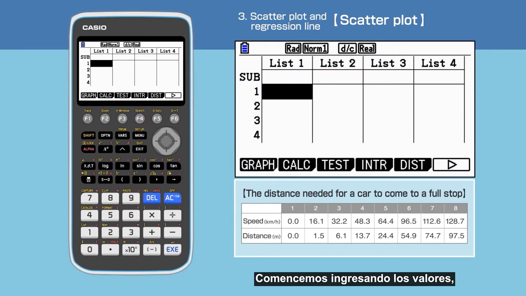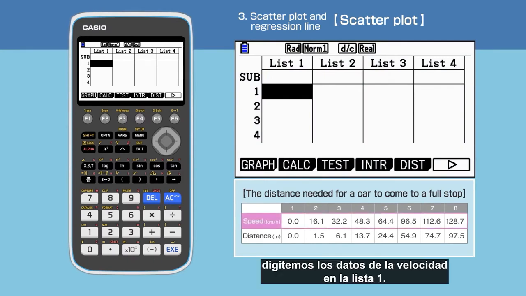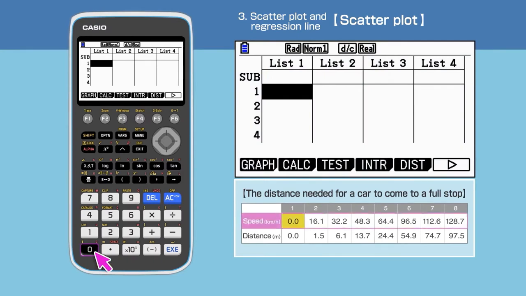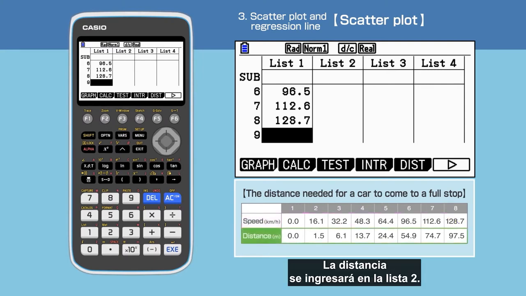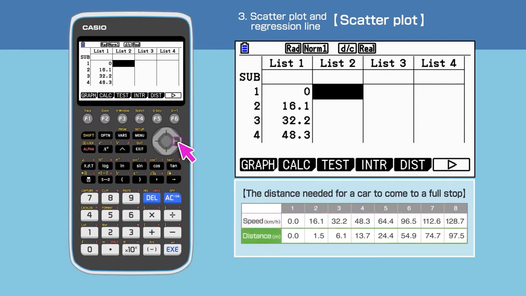Let's start entering the data. We will put the speed in list 1. The distance will go in list 2.